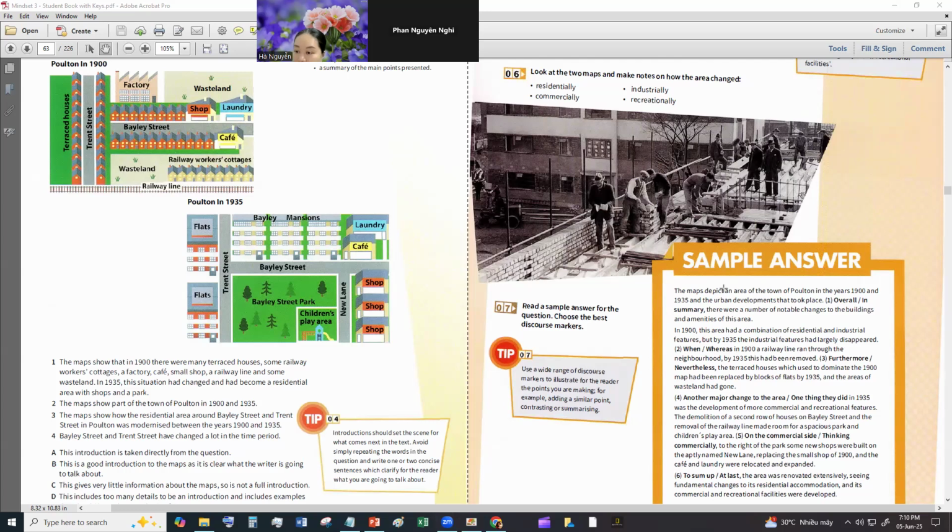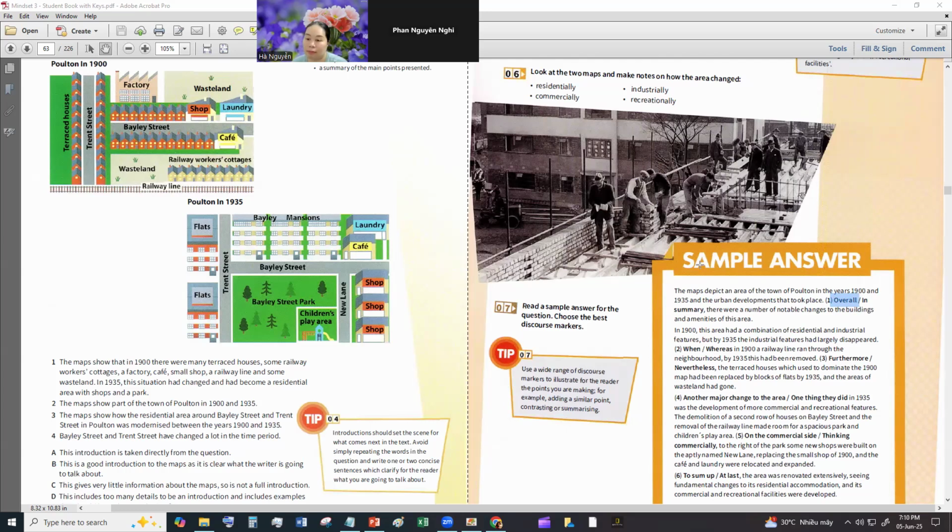The maps depict an area of the town of Paulton in the years 1900 and 1935 and the urban developments that took place. Number one, please, Nghi. Overall. Good job. When the main features are mentioned in the first body paragraph, you say overall. And when will you use in summary?